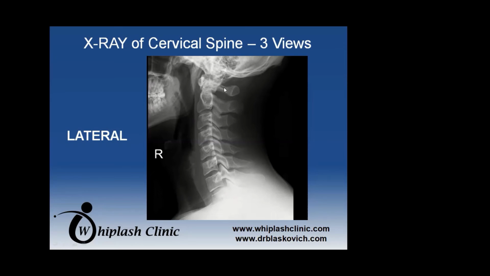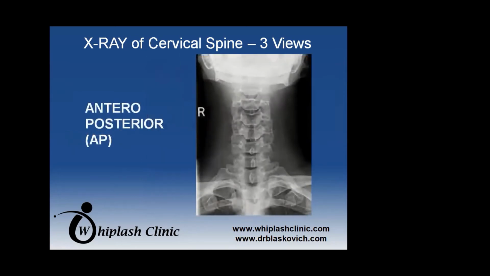You can see how clear you can see all these other spinous processes until you get to C7. There's a lot of white there. Does that make sense? Yes. Okay, and then we've got the anteroposterior view.